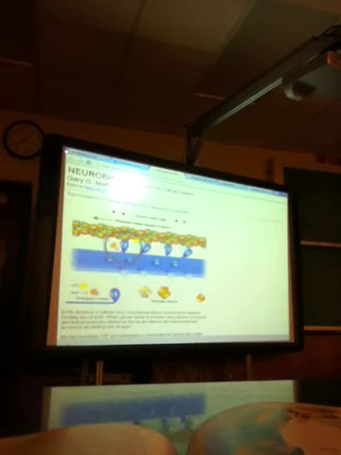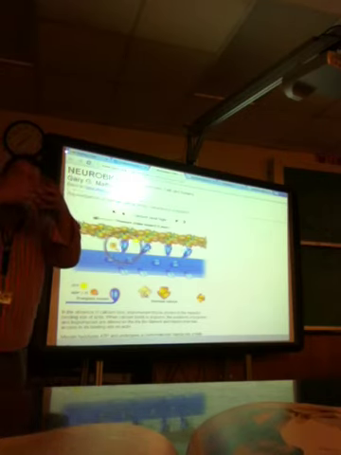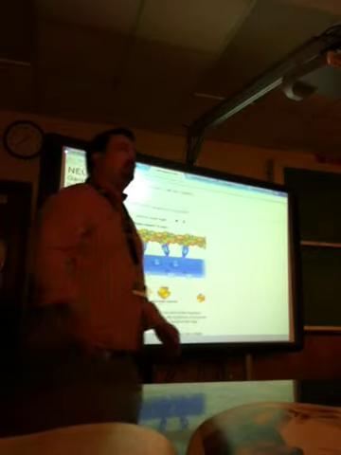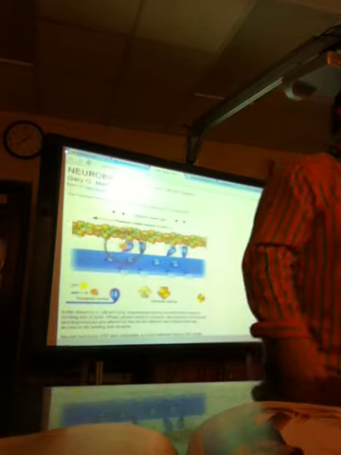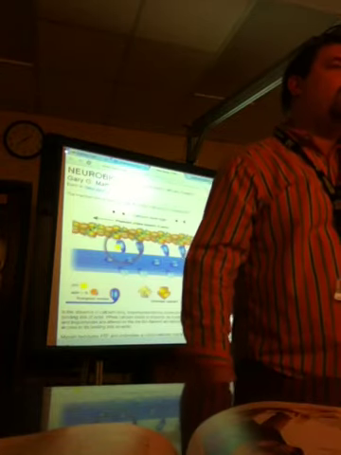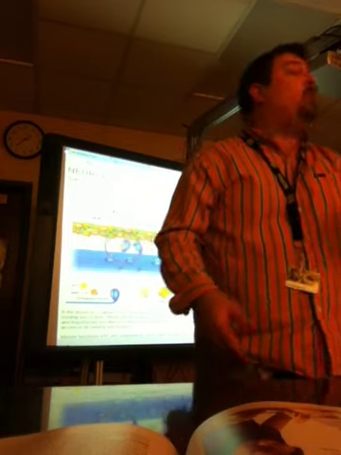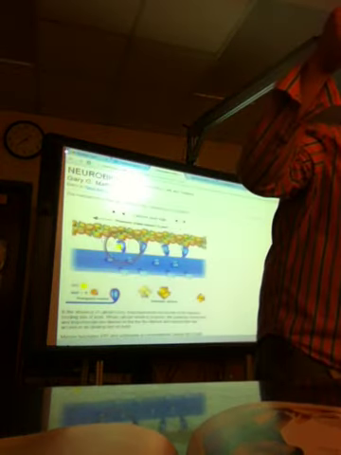What's happening over here? Same thing, but the other way. And so we're pulling them in towards the center to shorten the sarcomere as a whole. What happens when I tell my muscles to relax? I stop sending action potentials, right? So what does acetylcholinesterase do to the acetylcholine? It recycles it, makes it go back into the synaptic knob.